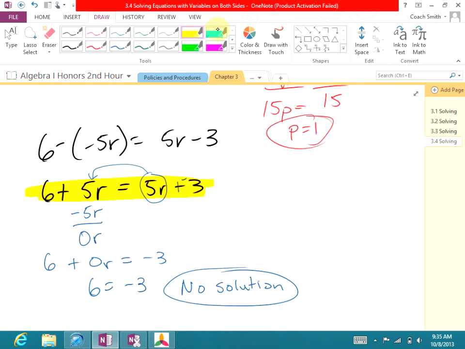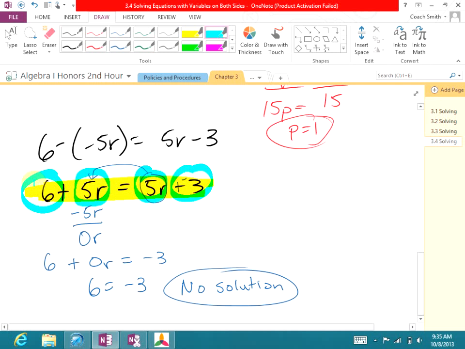In other words, this right here, the 5r, is exactly the same. So I have to do exactly the same thing to it to be equal. That is not the same thing as that. They're not. So they can't be equal. They can't be true, so therefore there's no solution.